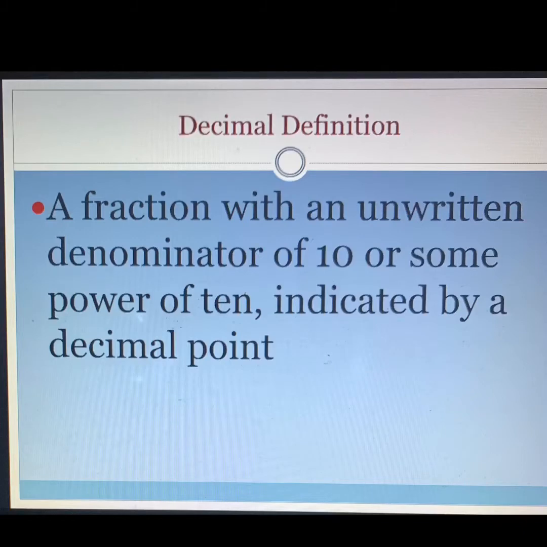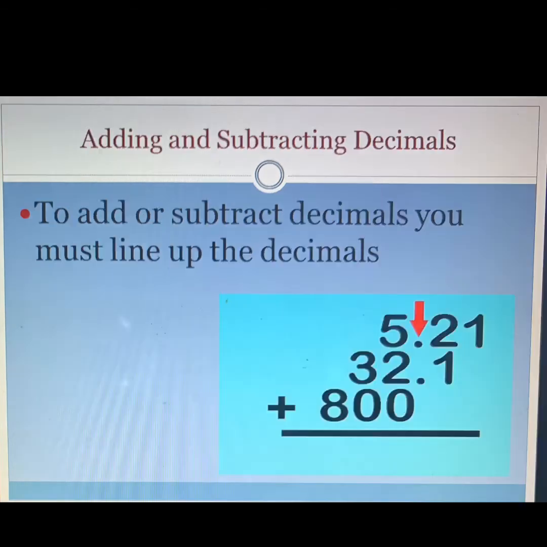Let's look at the second half of your lecture. It talks about decimals. A decimal is a fraction with an unwritten denominator of 10 or some power of 10, indicated by a decimal point. Alright, let's look at how to add or subtract decimals.